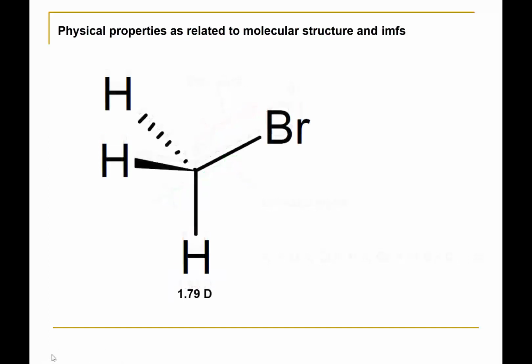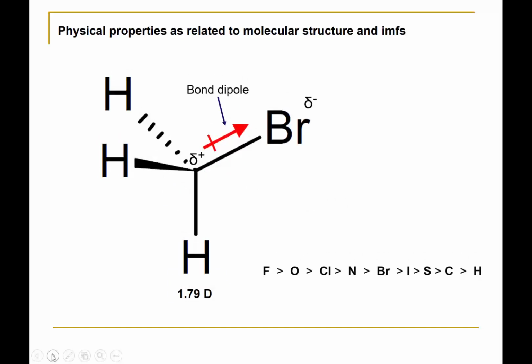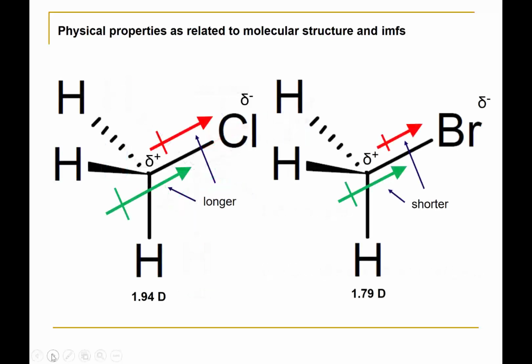In a similar way, we can consider the bromomethane molecule. It has a bond dipole in the direction of the bromine atom, and we can also draw a molecular dipole considering the three-dimensionality or the molecular geometry of this molecule. It has a dipole moment of 1.79 Debye. You may have noticed that the bond dipole and the molecular dipole arrows were drawn shorter for the bromomethane as compared to the bond dipole and molecular dipole arrows for the chloromethane.